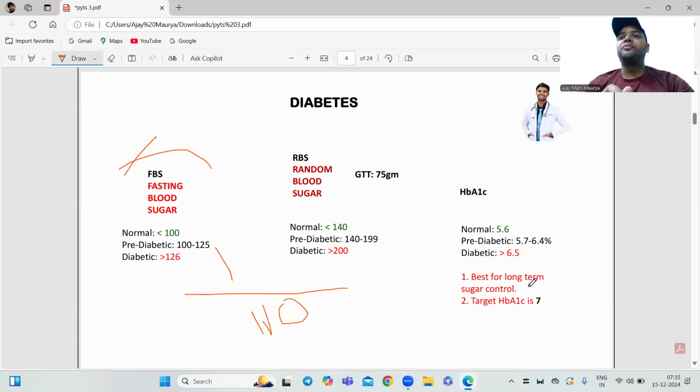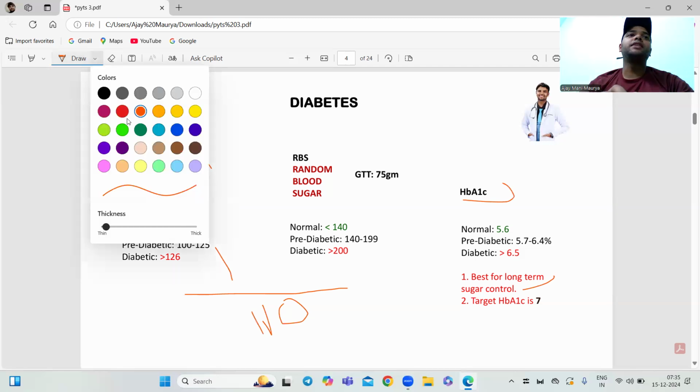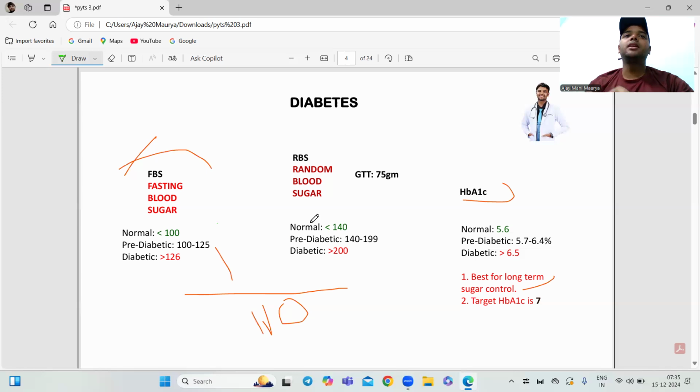But for long-term sugar control, the best one is HbA1c. HbA1c is the best one for long-term sugar control. Now see here, for FBS, guys, the normal value is less than 100. If the patient is pre-diabetic, the value is 100 to 125. Diabetic means it is more than 126.